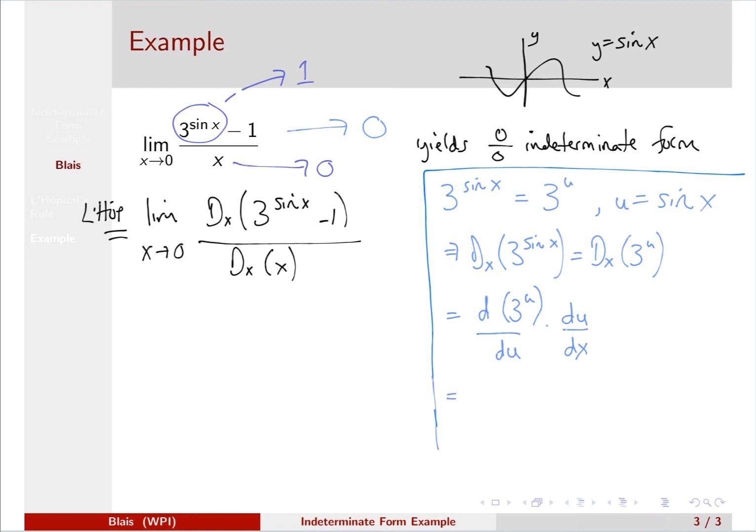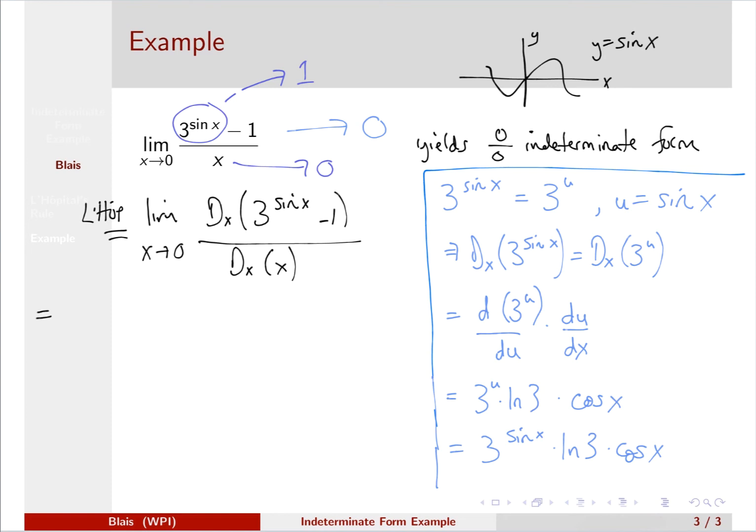The derivative of 3 to the u du is 3 to the u times the natural log of 3. And du dx is the derivative of sine of x with respect to x, or cosine of x. Substituting back in for u gives 3 to the sine of x times natural log of 3 times cosine of x.